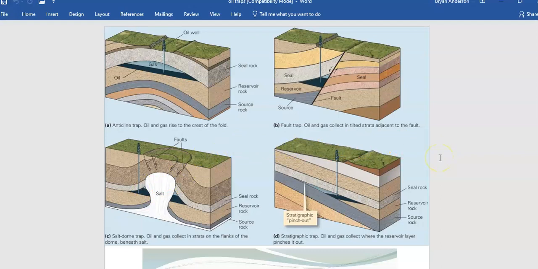So we've got these different kinds of traps. As I say, oil will migrate from a source rock where it was produced to a reservoir rock, and there has to be a trap then, a seal rock, that captures it underneath that reservoir rock and concentrates it in an area that makes it exploitable, if you will, by humanity looking for that particular resource.